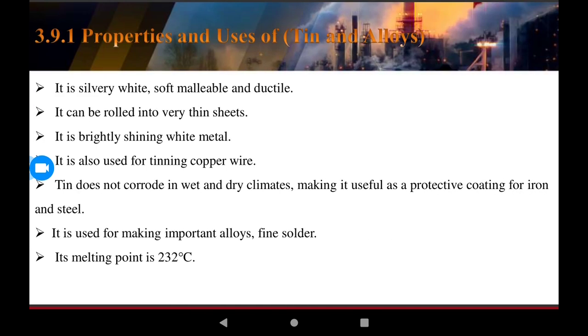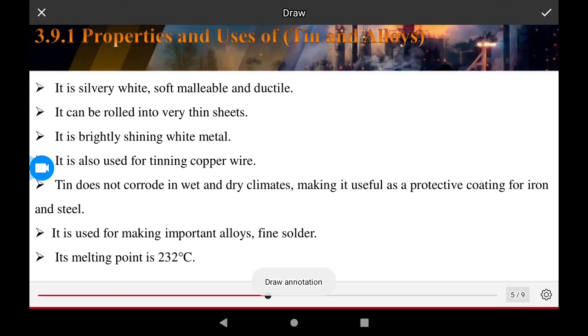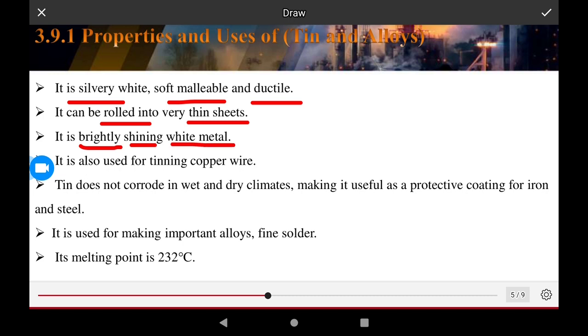Property and uses of tin and its alloys. It is silvery white, soft, malleable, and ductile. It can be rolled into very thin sheets. It is a brightly shining white metal. It is also used for tinning copper wire.